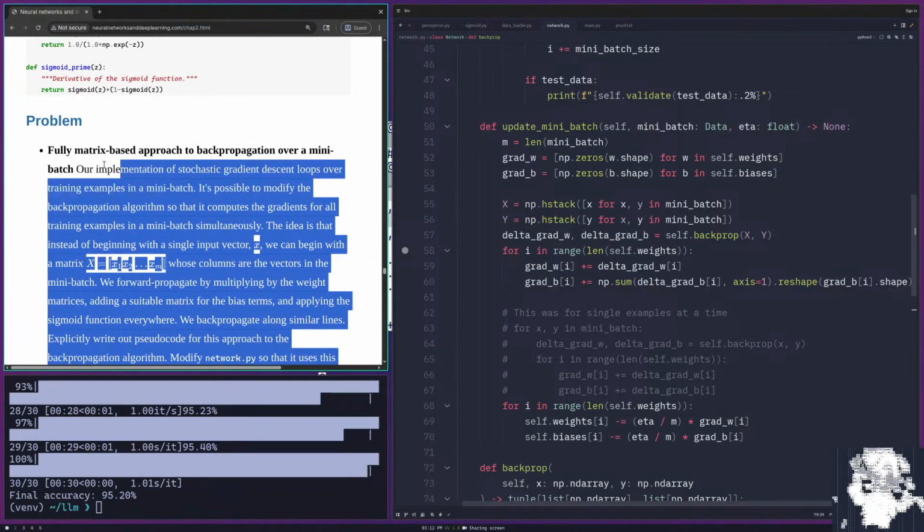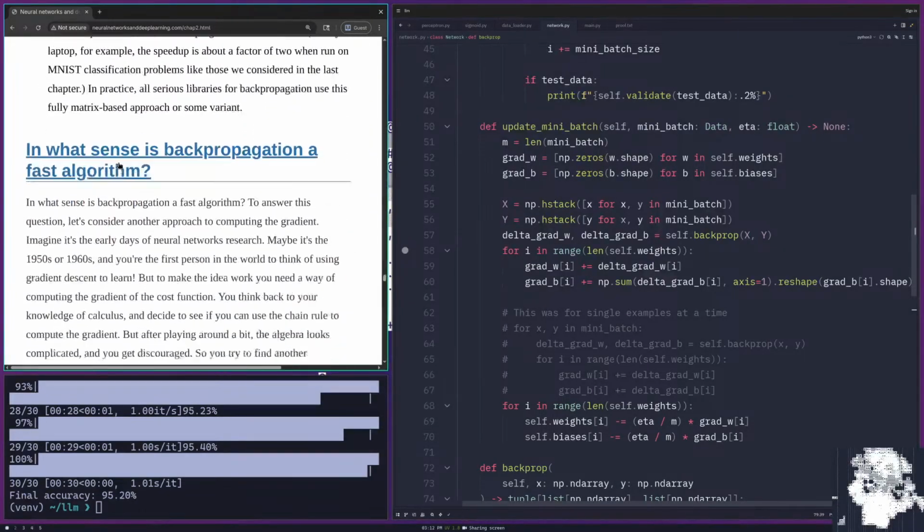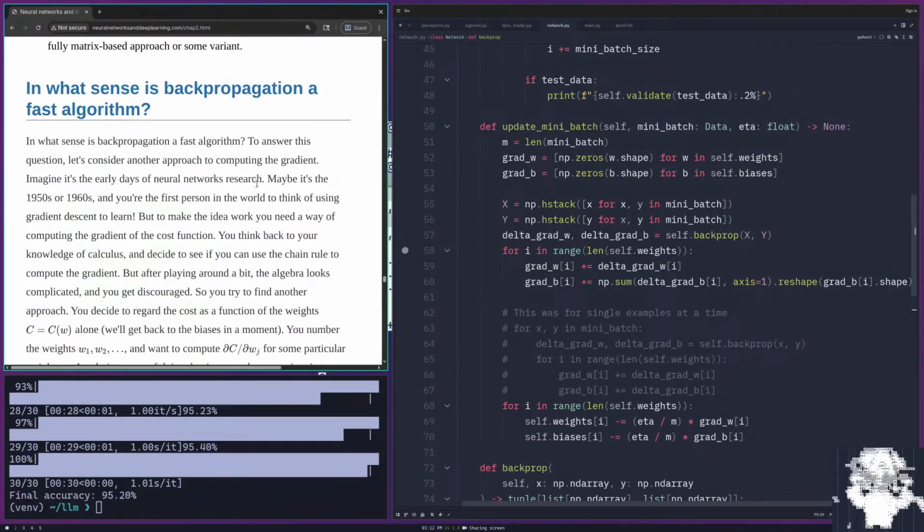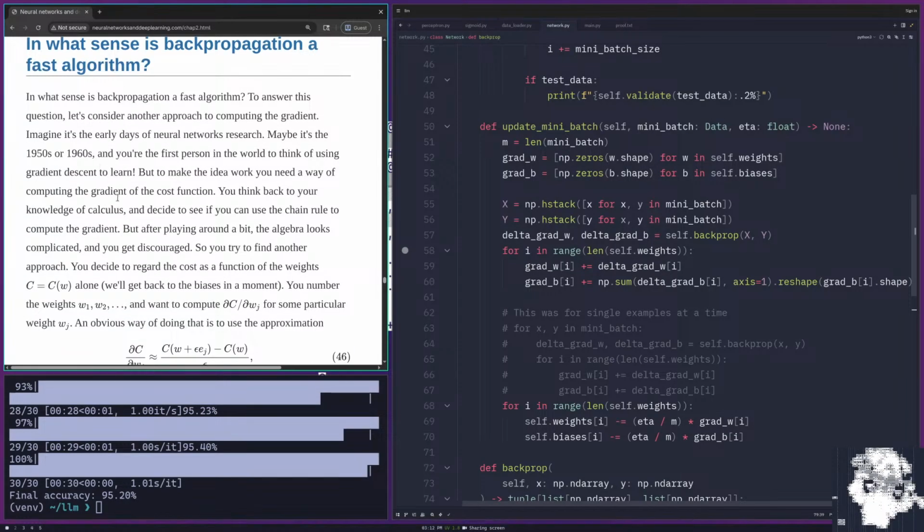So exercise done, and that was a really cool exercise. In what sense is backpropagation a fast algorithm? To answer this question, let's consider another approach to computing the gradient.